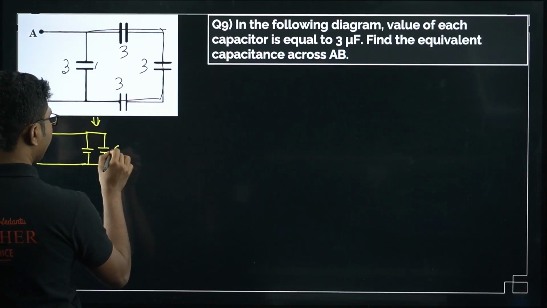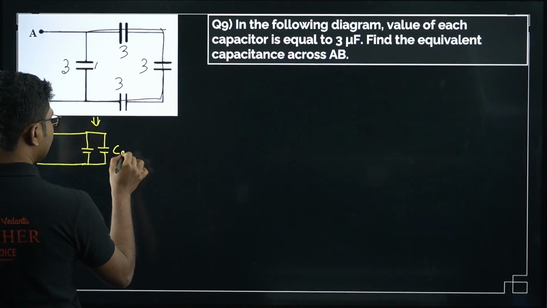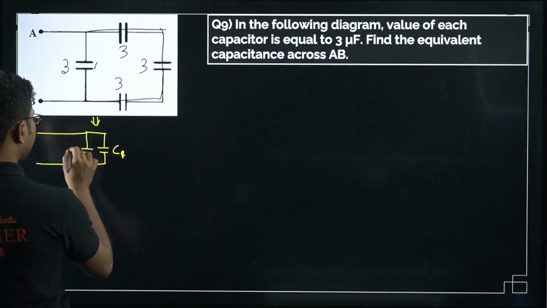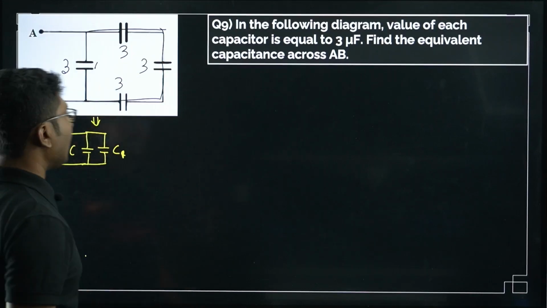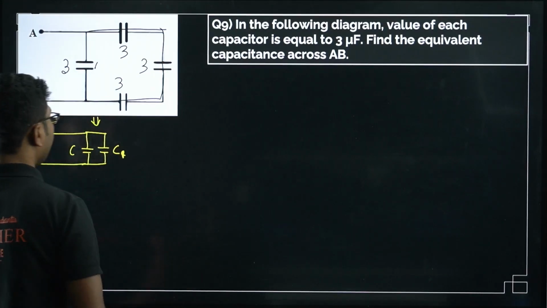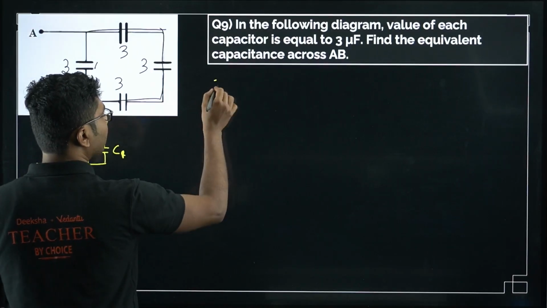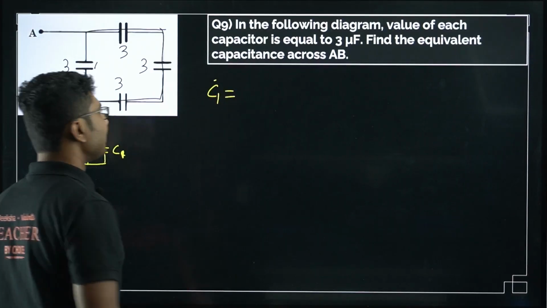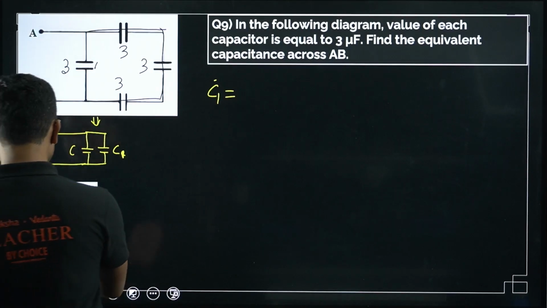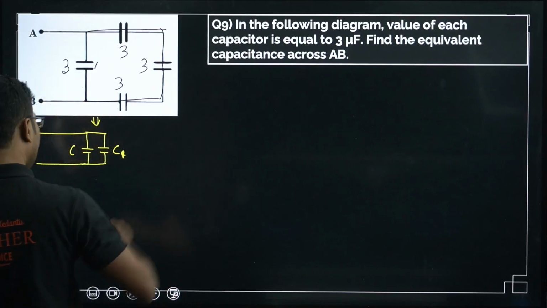This is an intermediate capacitance, say C1. This is C. Now all three capacitors are 3 microfarad. So what is the value of C1? C1 is basically a series combination. Series combination you cannot calculate normally, so don't confuse.